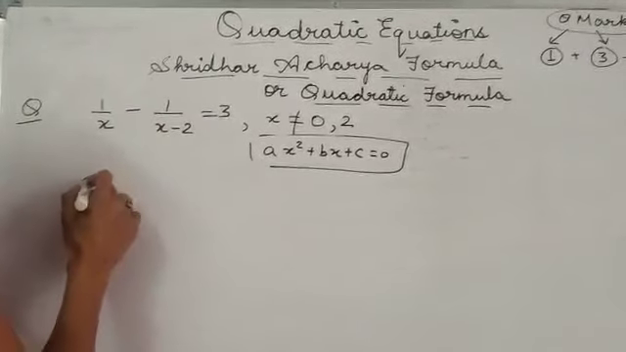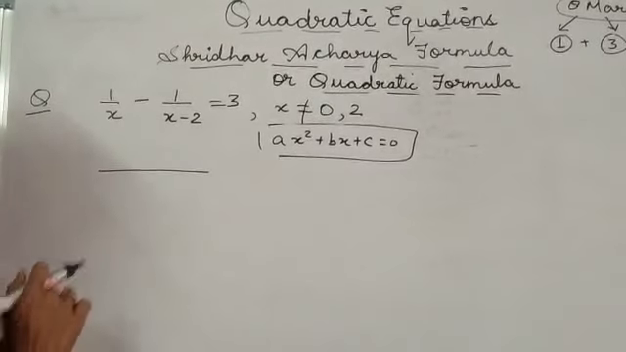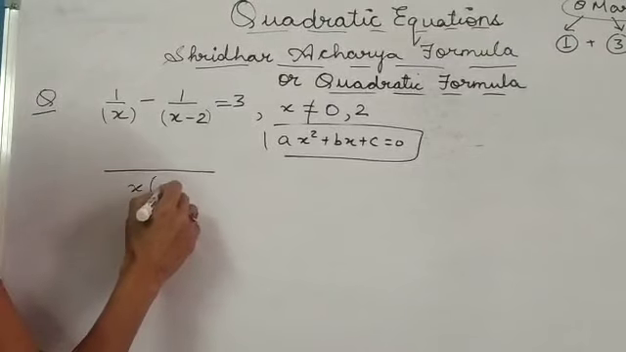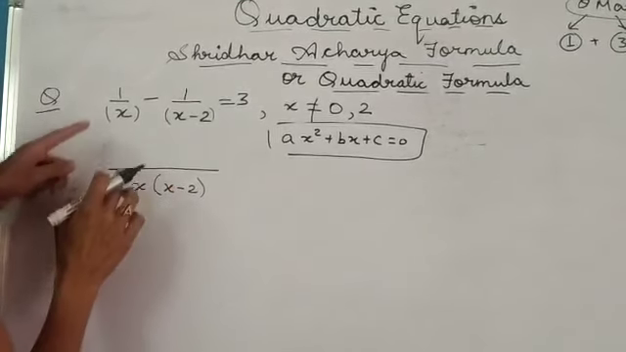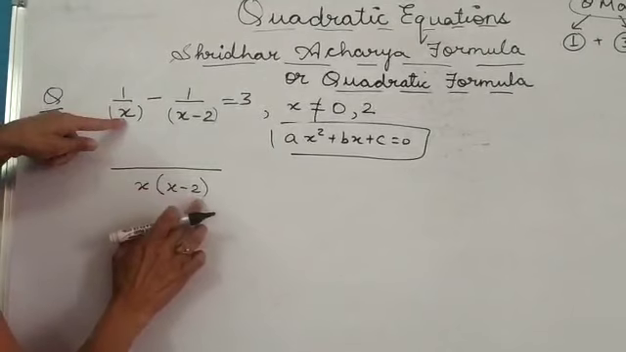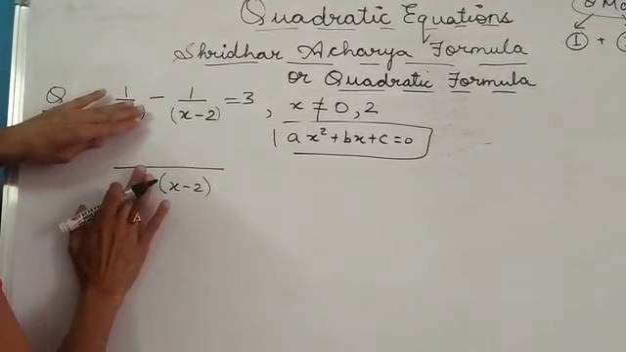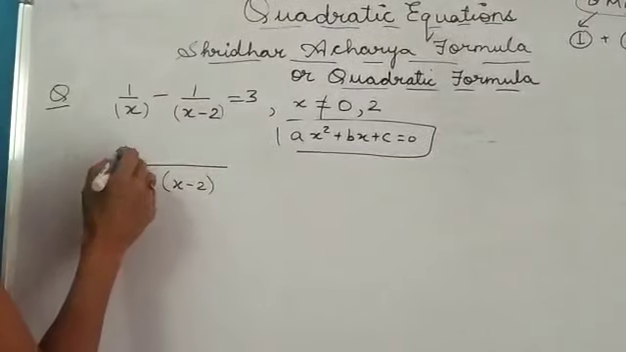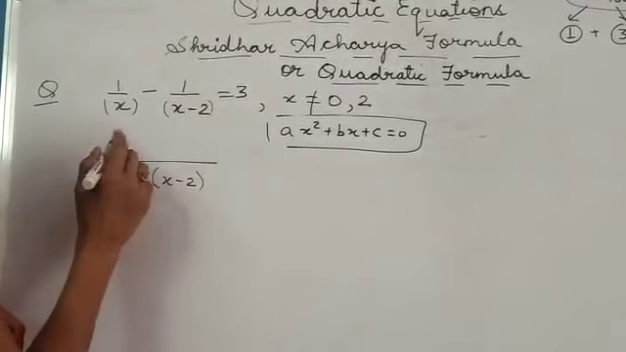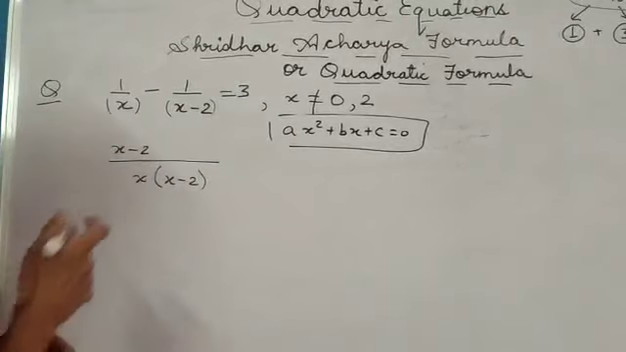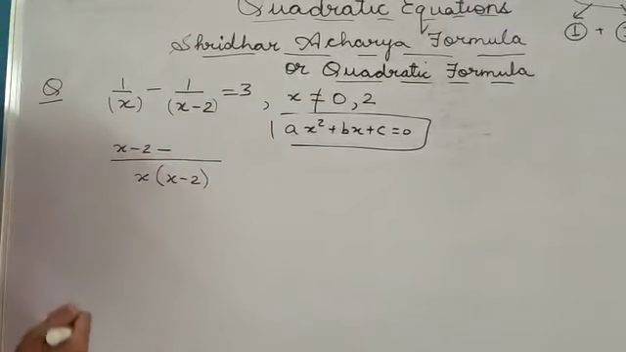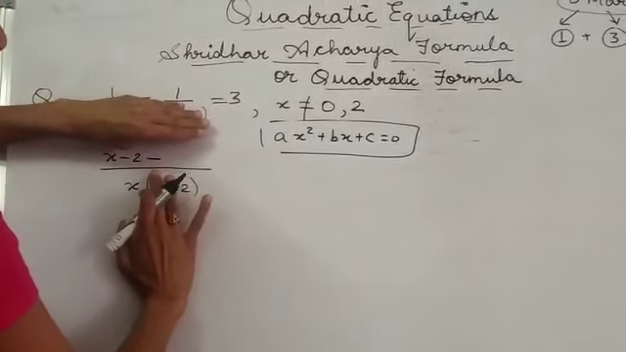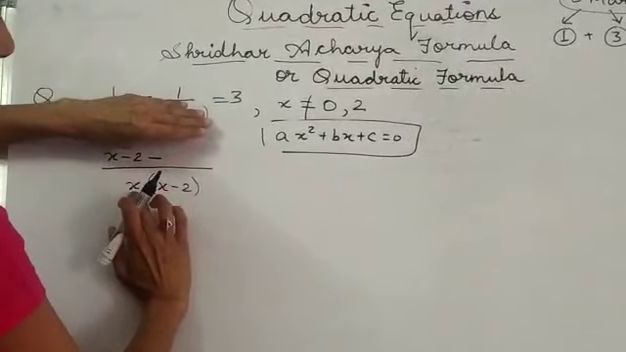So let's take LCM here. Now LCM will be the different terms which are present in the denominator. So x and x minus 2 will be your LCM. Now here it is x, here it is x minus 2. So here x and x will cancel with each other, and this x minus 2 will be multiplied with the numerator. So I can write 1 into x minus 2 will be simply x minus 2. Here it is minus sign, so I am putting minus sign.